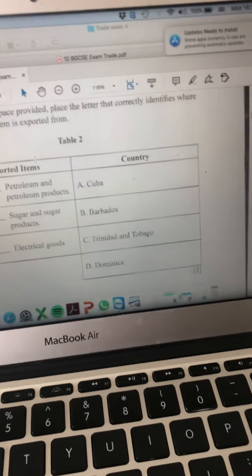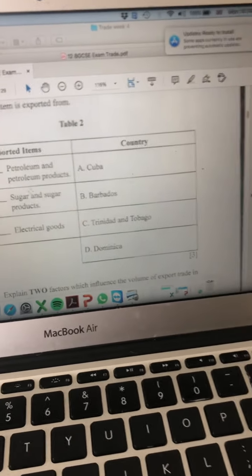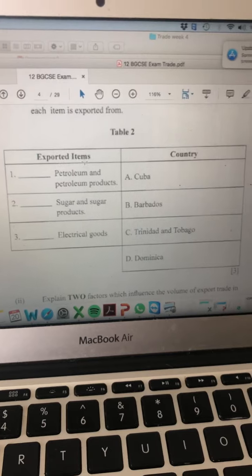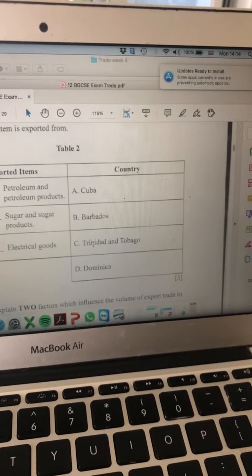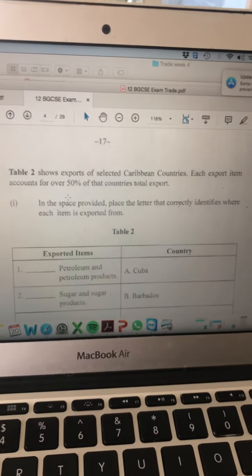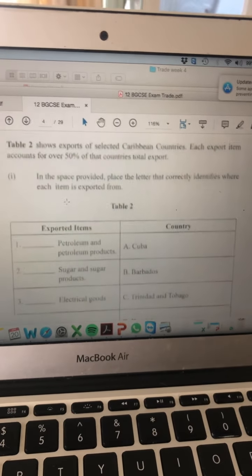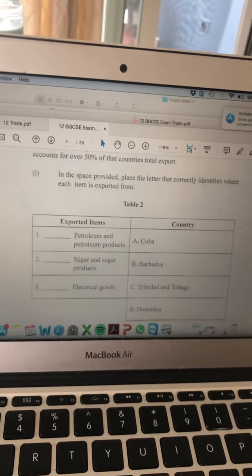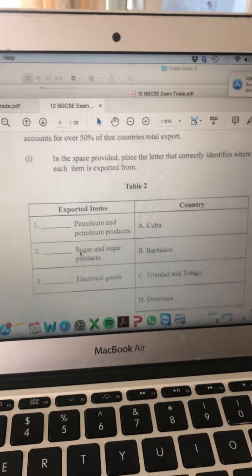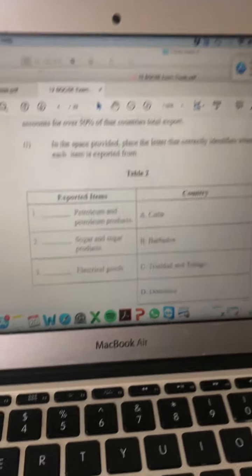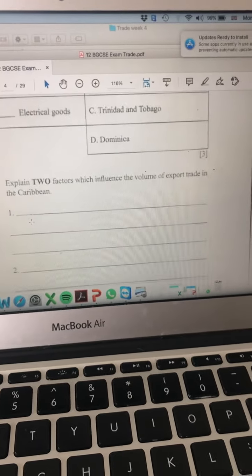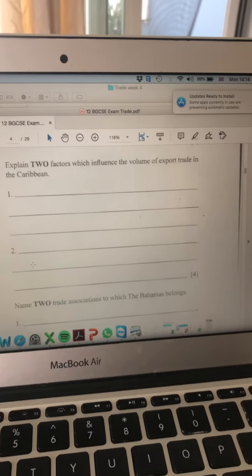Then we go to this table here. Now, for petroleum and petrol products, you can research this, but I can tell you now that Trinidad is the country where over 50% of its total exports is petroleum. Sugar and sugarcane, Cuba. And electrical goods, we've got Dominica there, okay? So we've got that from there. Then this, I'm going to let you do that yourself.